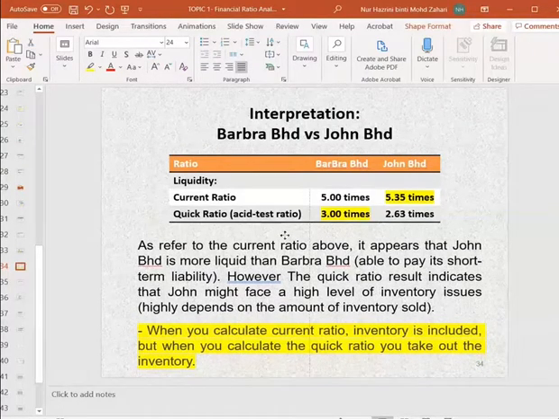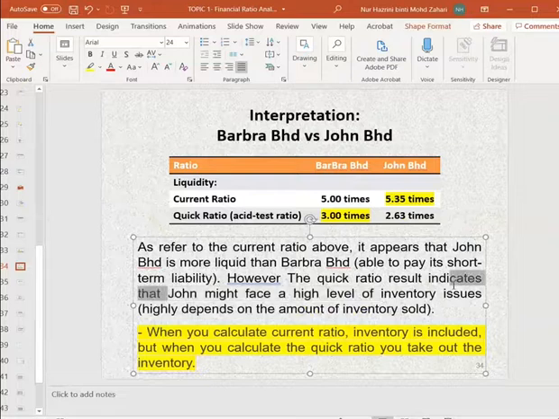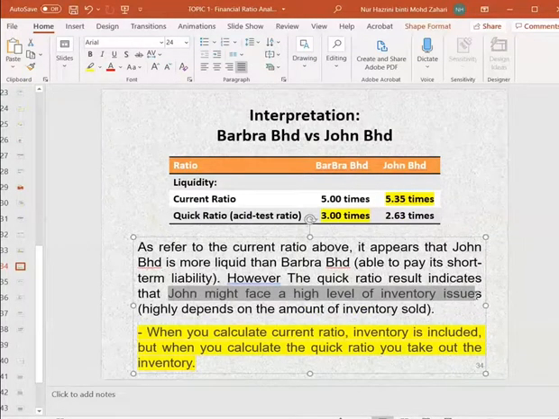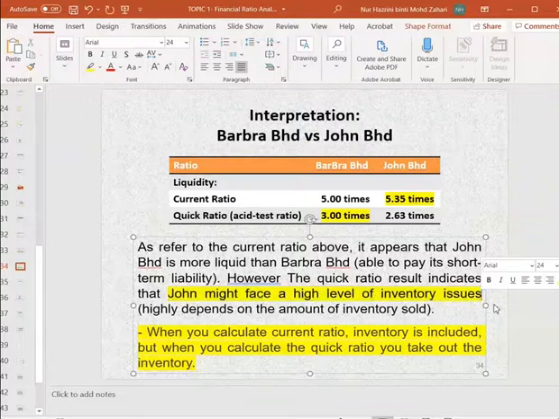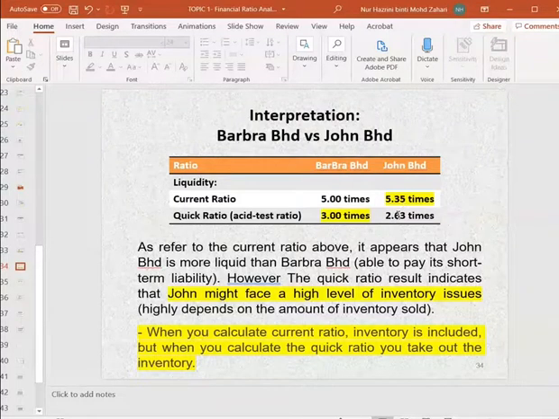So what we can tell here is John is not good in managing their inventory, or John has a high level of inventory, which is not really safe, because in the event of liquidation, inventory is not a liquid asset. You cannot force people to buy your inventory, and it is not making cash very quickly. Okay, so that's why we have here John might face a high level of inventory issues. So John is not really good in managing their inventories. That's why it is higher.